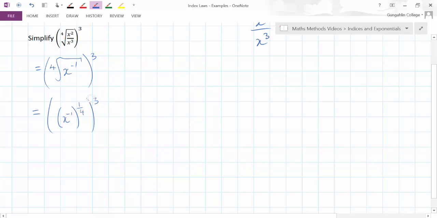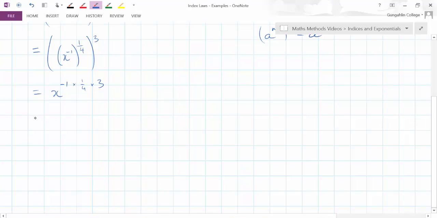I've got a power to a power to a power. This is just another case of that rule that says when I've got a power to a power, I can multiply them together. All right. So this is actually going to be the same as x to the power of minus 1 times 1/4 times 3. So I can just multiply those three together, and that will give me the simplest form. And I end up with x to the negative 3/4.